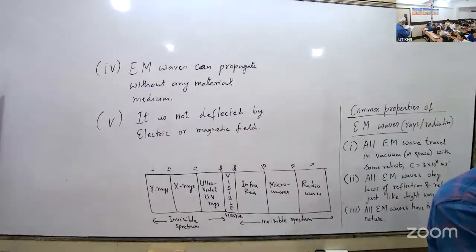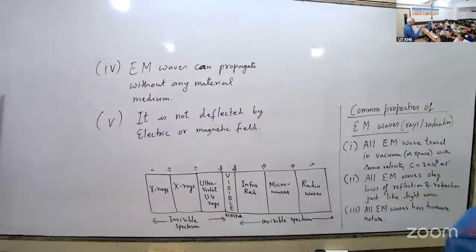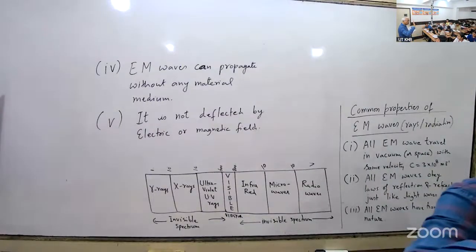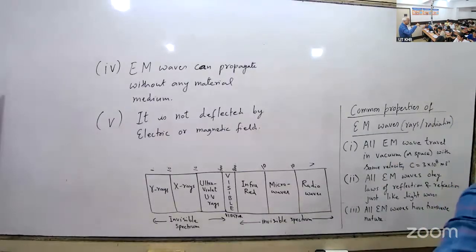You can detect it by a photographic plate wrapped in black paper or kept in a wooden box. X-ray, everybody has seen. What is that X-ray film? That is the photographic plate, on which when X-ray is exposed, it generates the image.